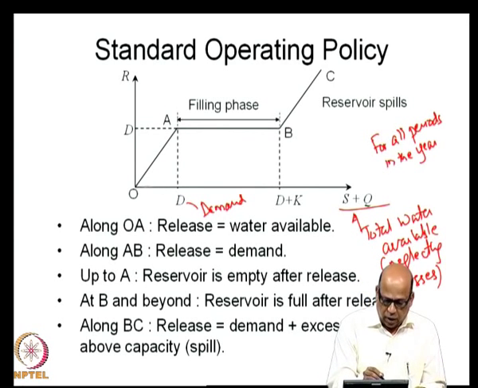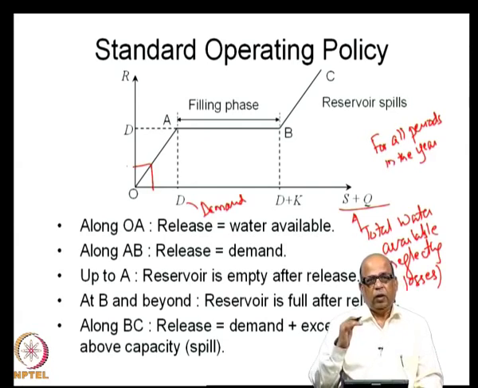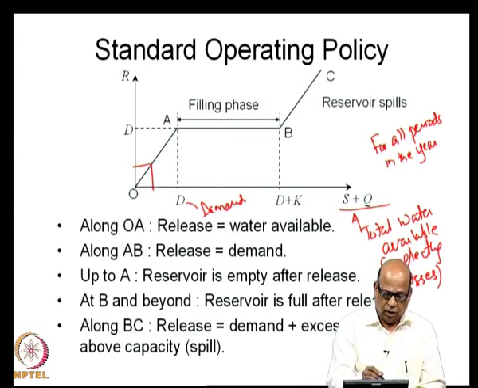So, as long as you are in this region, that means your total water available is less than the demand, you make the complete release, which means whatever is available you release, which means this is a 45-degree line. So, this will be equal to S plus Q itself. Whatever is available you release. So, demand was here, you were here, which means demand is much higher than the water that is available.